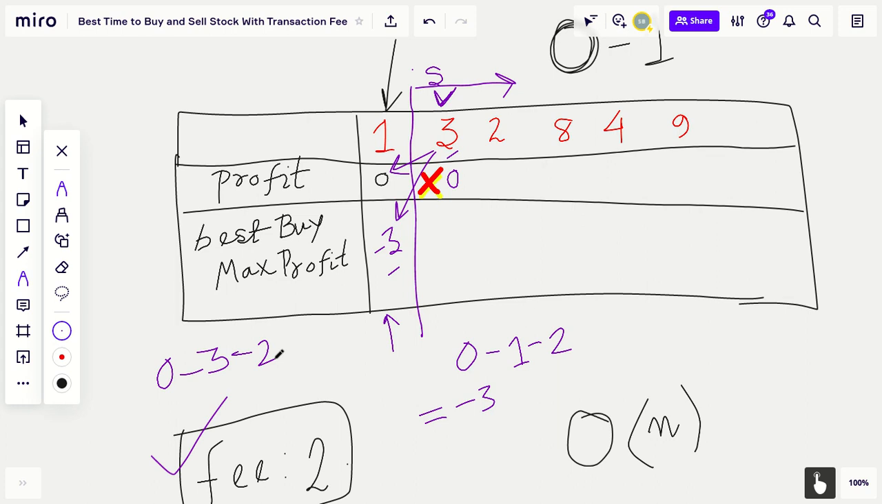So minus 2, that is giving you minus 5, and obviously minus 5 is less than minus 3, but we have to maximize our profit, so obviously we're going to write minus 3 over here. Okay, now again do the same thing, 2 with minus 3, that gives you minus 1, which is less than 0. So just put a 0 over here, then 0 minus 2 minus 2, so that gives you minus 4, which is still lower than minus 3. So best buy max profit also does not change.